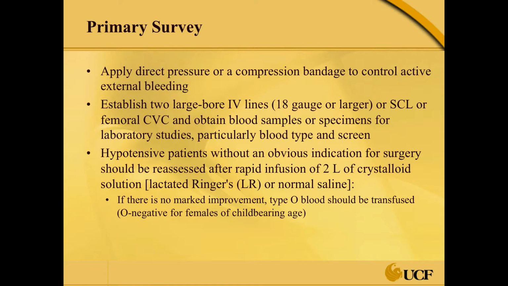Hypotensive patients without an obvious indication for surgery should be reassessed after rapid infusion of 2 liters of a crystalloid solution. And really, lactated Ringer's is going to be your choice. It used to be that we went with normal saline for fluid resuscitation. That was our first and foremost, but we've learned now that there is a risk with rapid transfusion of large amounts of saline that the patient can develop what we call hyperchloremic acidosis, and we want to avoid that. So instead, you can choose lactated Ringer's, which is going to be less risk for that. Remember, if there's no marked improvement, then you're going to have to transfuse.